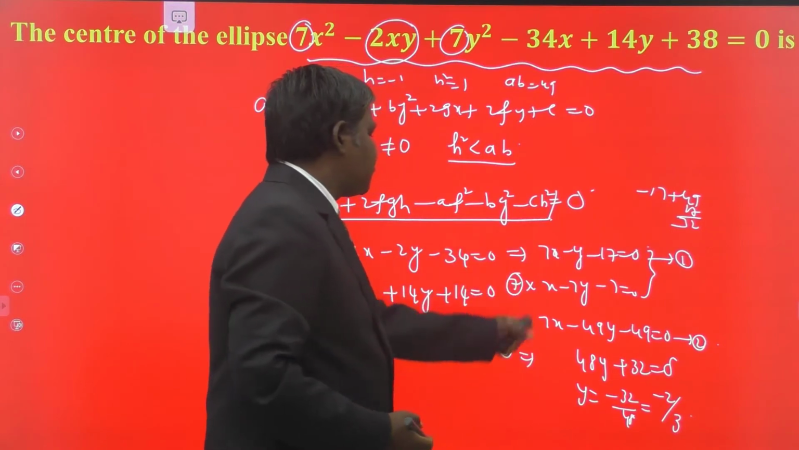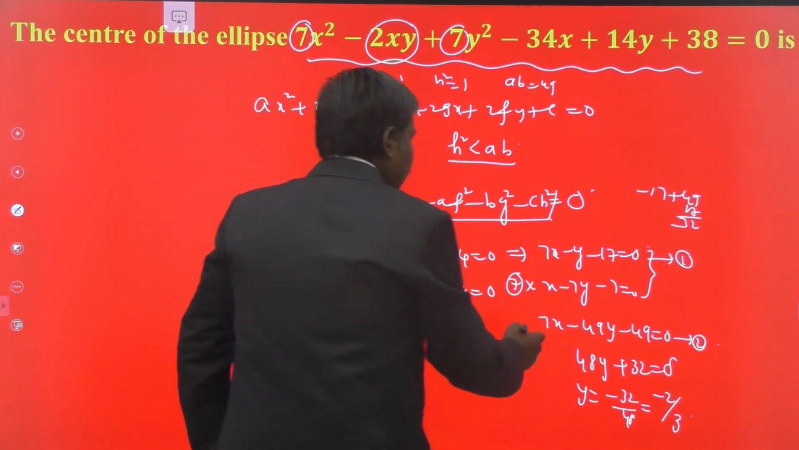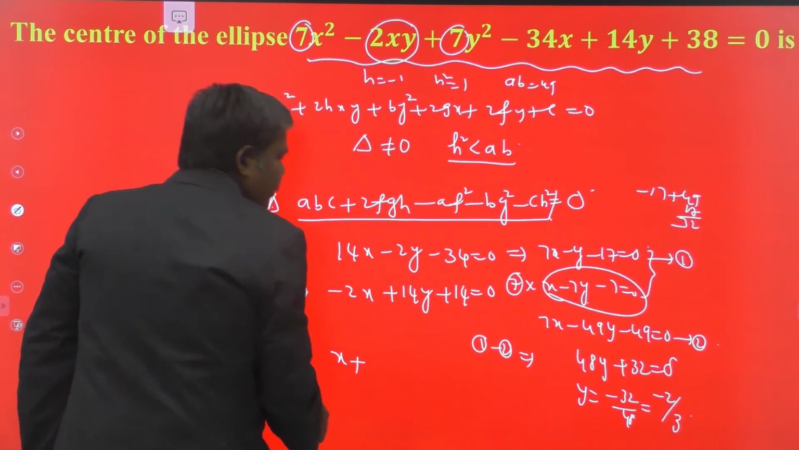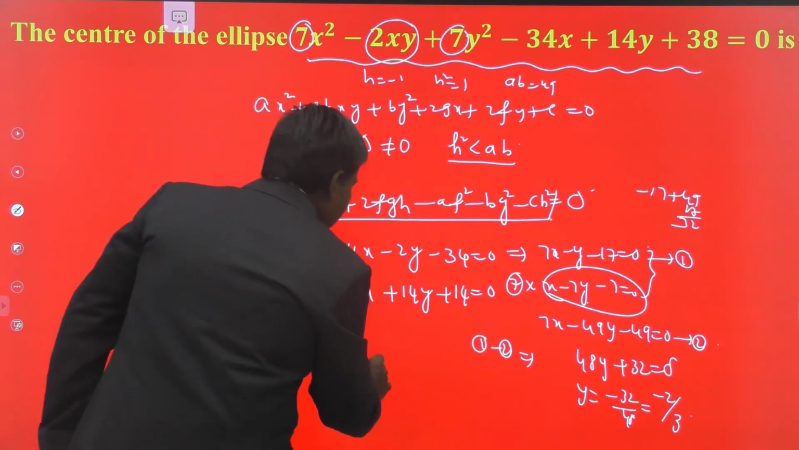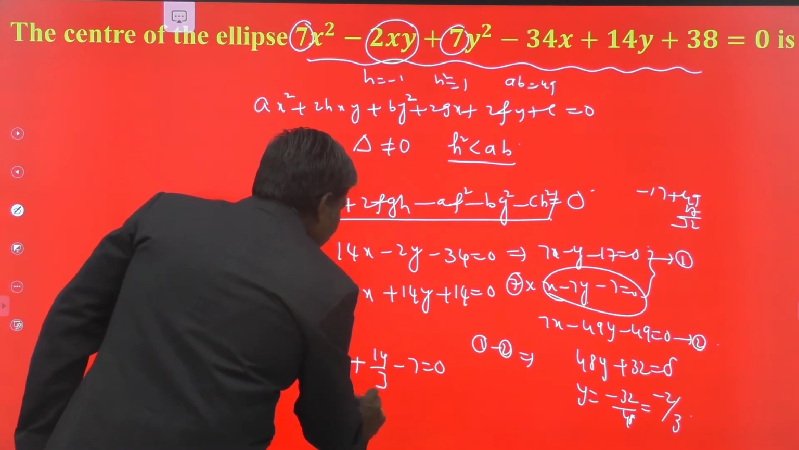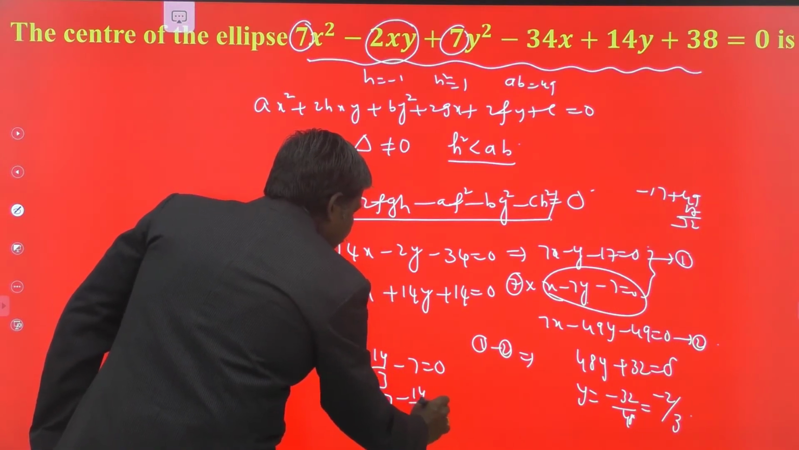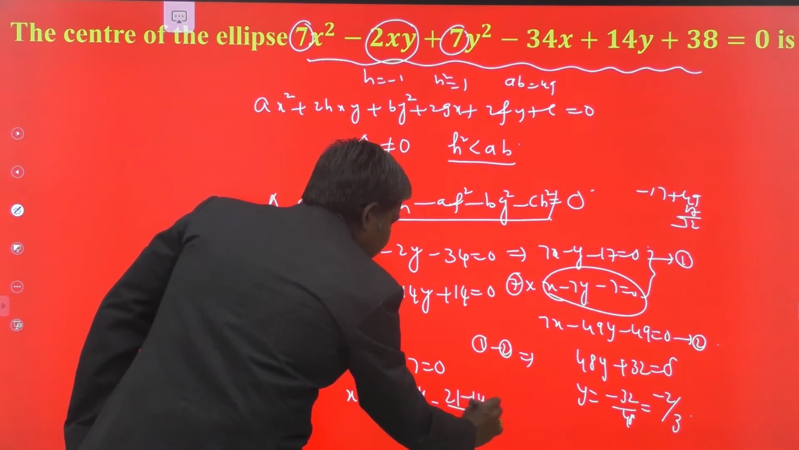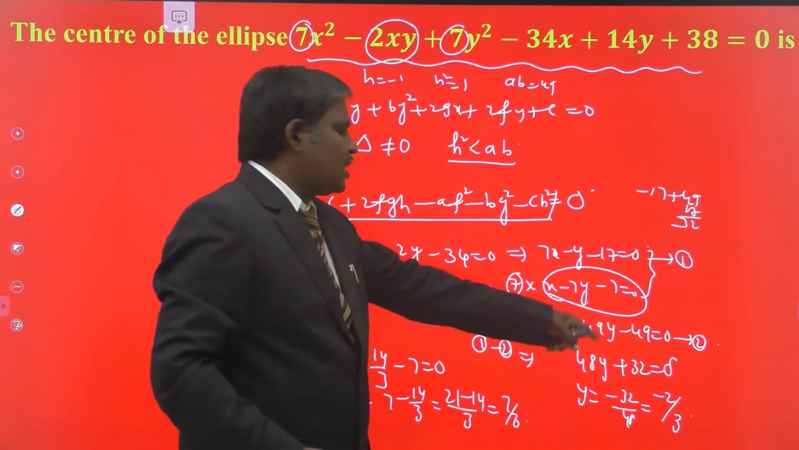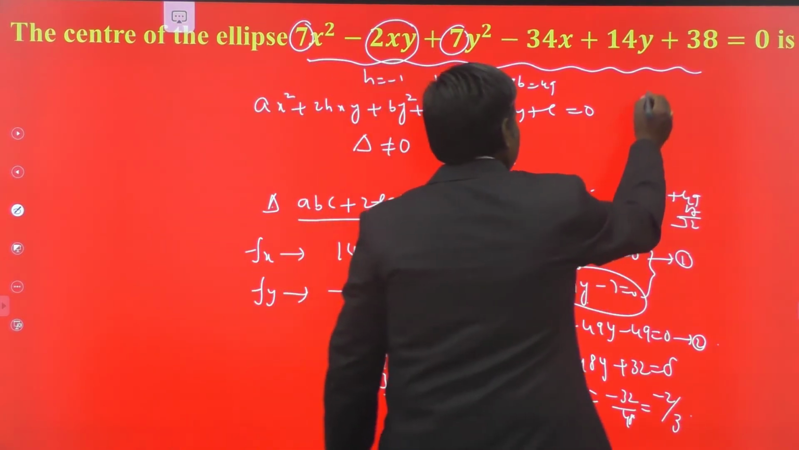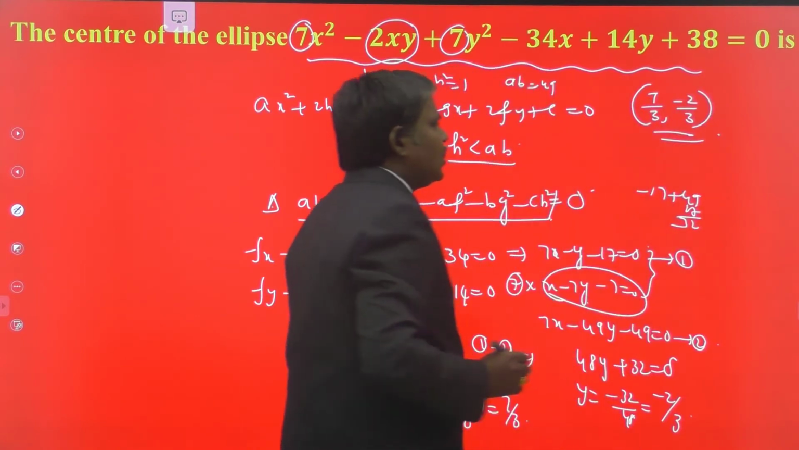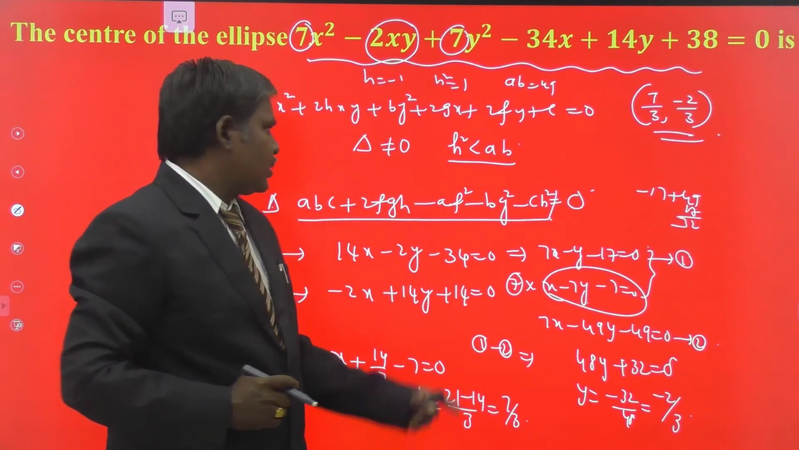Substitute in any of the equations, we get the y value also, x value also. Substitute here: x minus of minus, plus 7 into 2, that is 14 by 3. x plus 14 by 3 minus 7 is equal to 0. So the value of x is 7 minus 14 by 3. This is 21 minus 14 by 3. It is nothing but 7 by 3. So what are the coordinates of the center? 7 by 3 comma minus 2 by 3. These are the coordinates of the center of the ellipse.